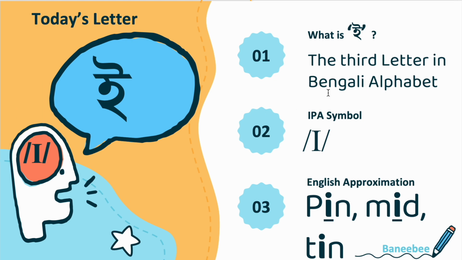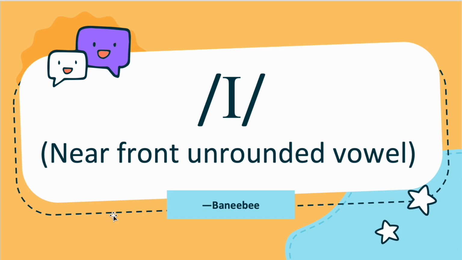What is E? This is the third letter in the Bengali alphabet. The IPA symbol for this E sound looks like this. You can hear this sound in some English words like pin, meet, tin. In the IPA chart, this E sound is named as near front unrounded vowel.